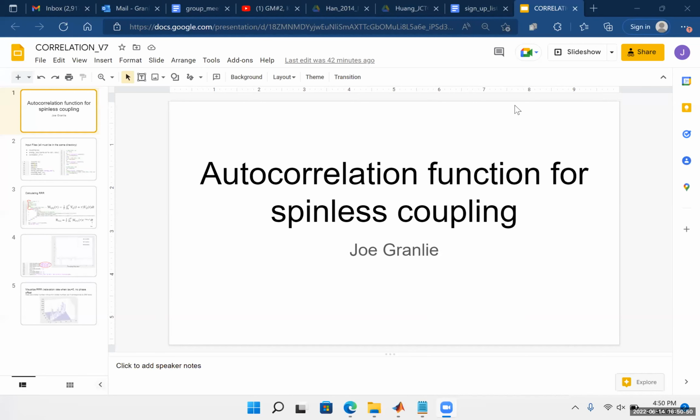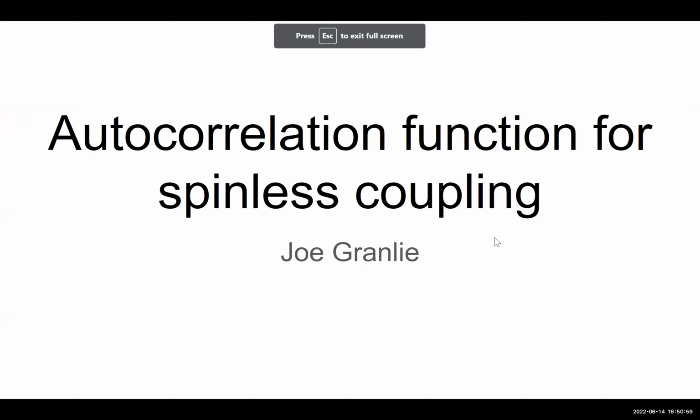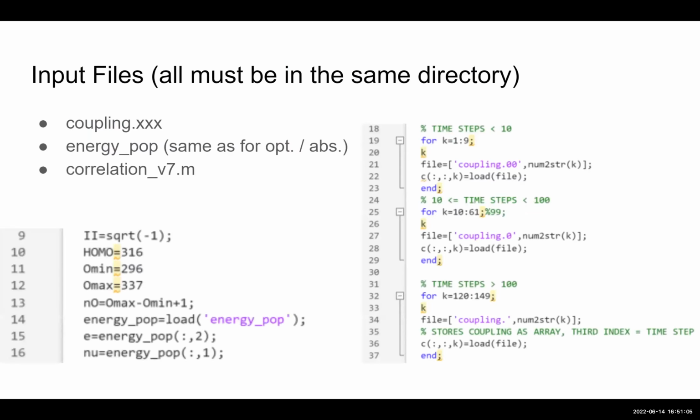All right, so I guess I'm presenting the same sort of stuff, working on calculating autocorrelation and this Redfield matrix. Kind of like Adam was covering, we got our input files that you can see there, and the HOMO, min-max orbitals and time steps that you'll need to change, depending on what files you have.